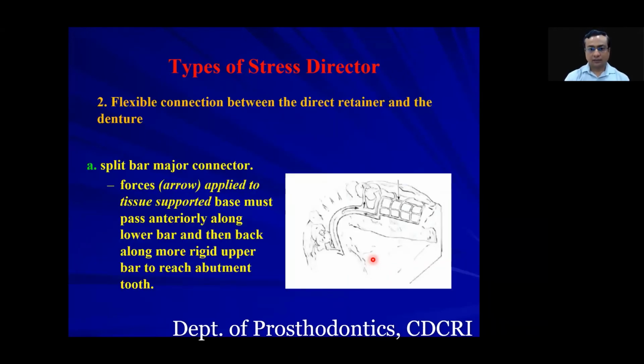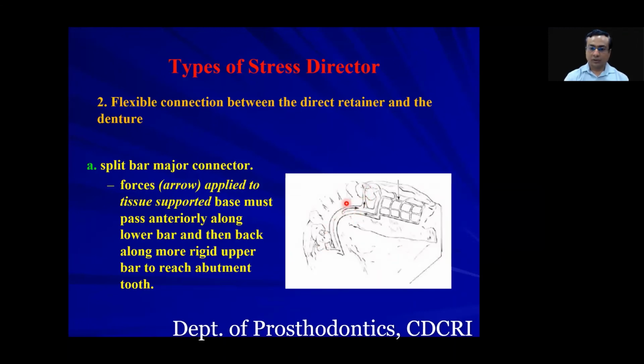Next, the next type of stress director is when the connection between the denture base and the direct retainer is a flexible one. And there are subtypes to it. The first subtype is the split bar major connector. So in this case, what happens? The major connector is split into two parts, the lower part and the upper part. The lower part is attached to the denture base and the upper part is attached to the direct retainer and the rest.